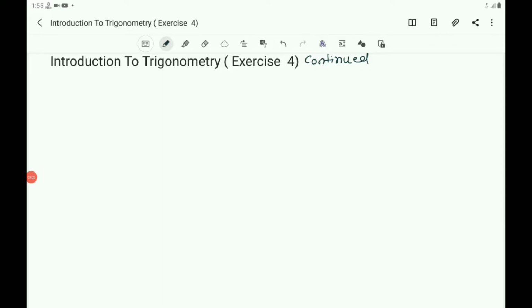Children, let us continue the chapter Introduction to Trigonometry. Exercise 4 is continued. Question number 6.